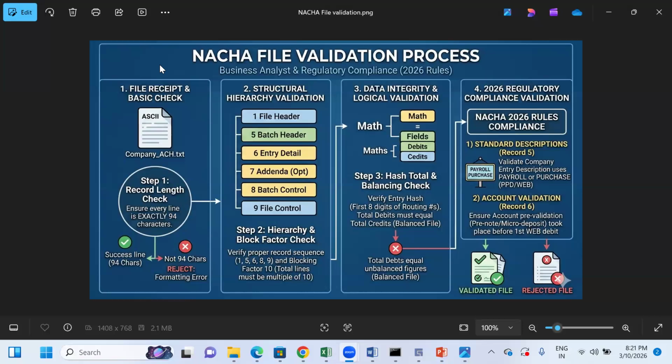Second, banks or financial institutions have a sandbox or testing environment to upload files and check for bank-specific errors before processing.